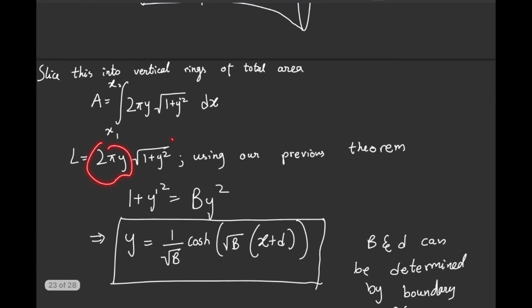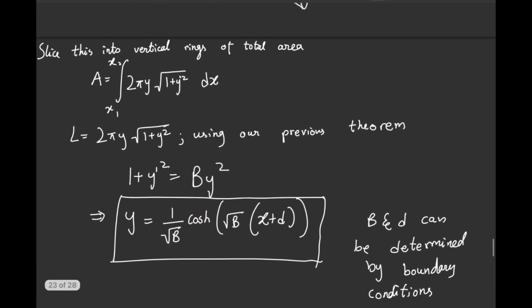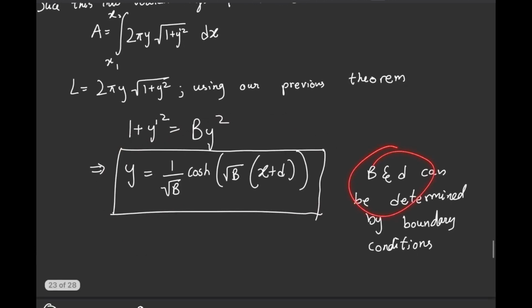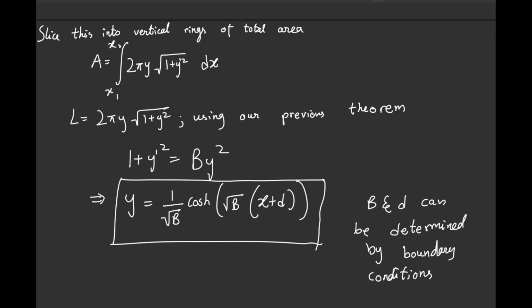Our Lagrange is nothing but 2 pi y root 1 plus y dash square. We can always just ignore the constant. Nobody cares about the constant. Directly, f of y is nothing but y, so 1 plus y dash square is b y square. Just solve this on your own. Write it as dy by dx and you solve it. You get y equals 1 by root b cosh of root b x plus d. b and d are constants that we introduce while solving the problem, and they can be found by applying the boundary conditions where y of x1 is r1 and y of x2 is r2.